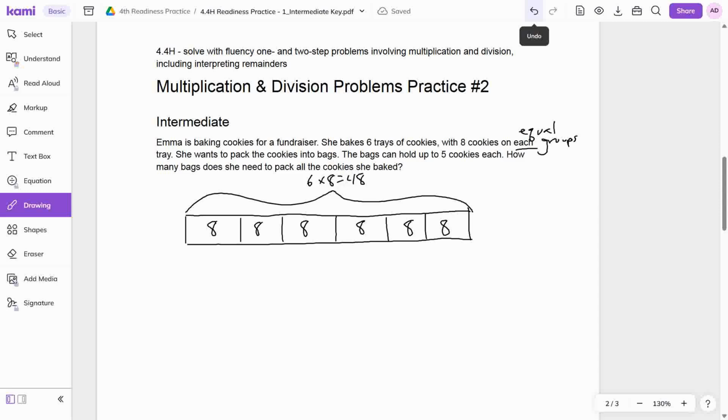All right, now she wants to pack the cookies into bags. The bags can hold up to 5 cookies each.